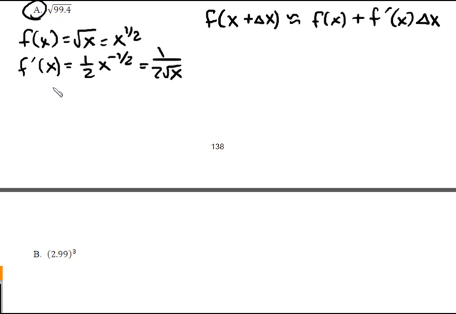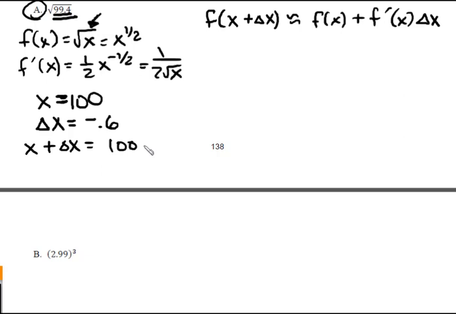Alright, so we're going to actually need to substitute a number into f of x that we can find the value of easily. And a number that's really close to 99.4 that we can find the square root of easily would be 100. So I'm going to let x be 100. And then delta x is going to be the difference between that x and the number we're actually trying to find. So this is actually going to be negative 0.6, because 99.4 is 0.6 less than 100. That's why it's negative. And so x plus delta x here is 100 plus a negative 0.6, which is the 99.4 that we're actually trying to find right here.